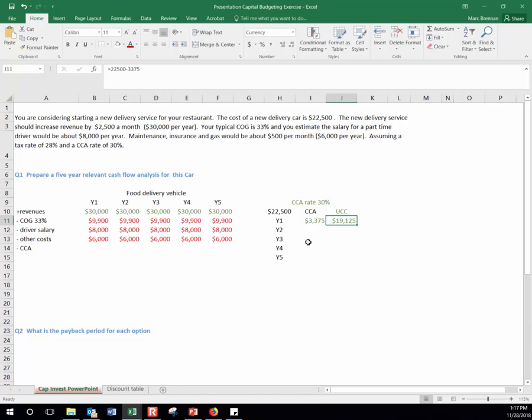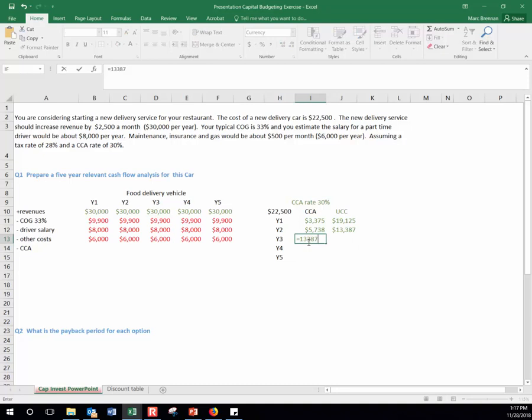So that's going to give me an undepreciated capital cost at the end of year one of $19,125. This is also the beginning value in year two. So for my year two depreciation expense, it's how much it's worth at that moment in time times my depreciation expense percentage, my CCA rate. And then I would simply go how much it's worth at the beginning of the year minus the depreciation expense. And then I would continue to do it this way.